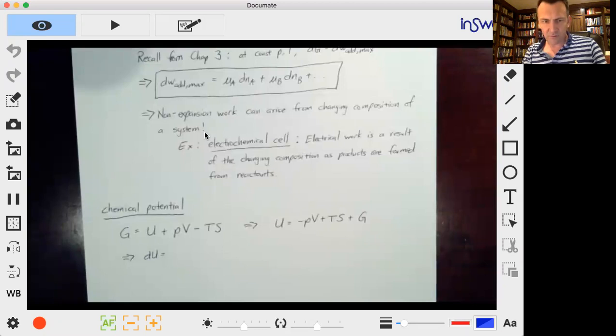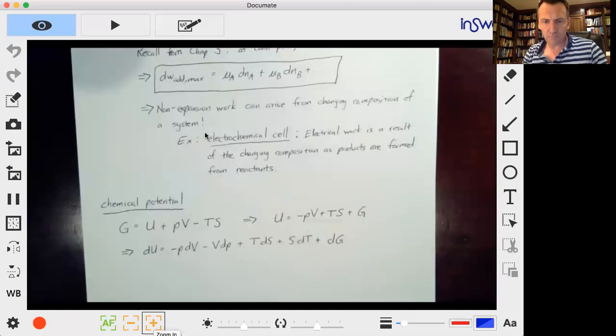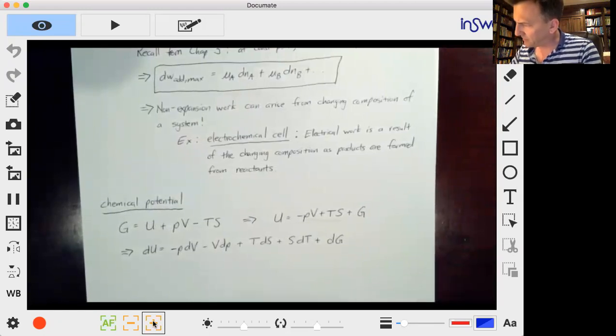And I'm going to do the same. I'm going to pause my video and I'm going to write it down. Okay, is this the result you got? The first two terms come from taking the product rule on the PV, and the next two terms come from taking the product rule on TS, and then we have dG. Now, we just talked about the formula for dG. So let's plug that in.